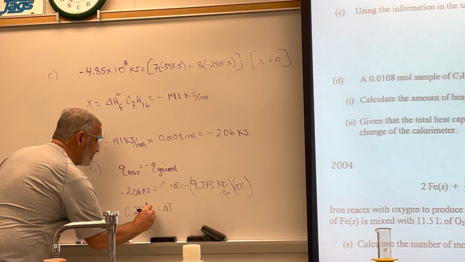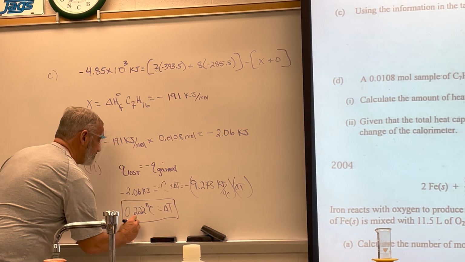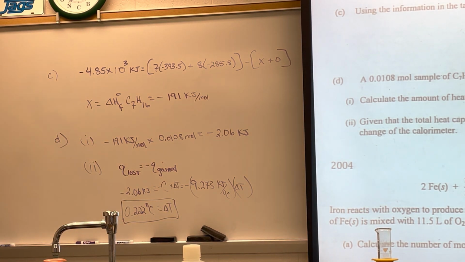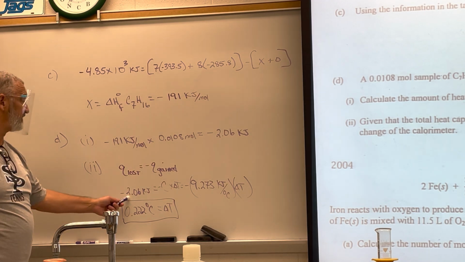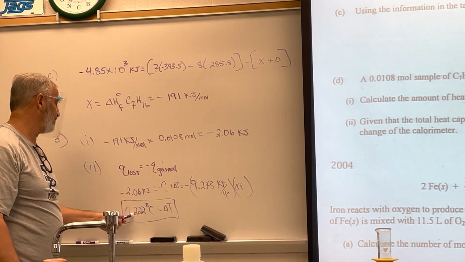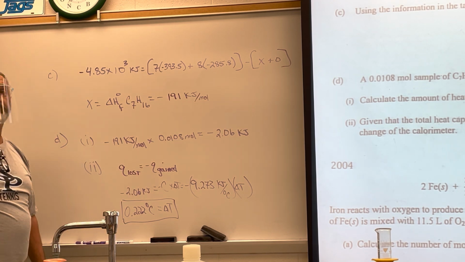0.222 degrees Celsius. So not very much, because we only had a very small sample. Somebody agree with that number? It's just 2.06 divided by 9.2. It makes it obvious that it's going to be less than 1. Okay?